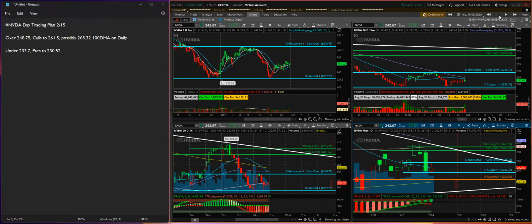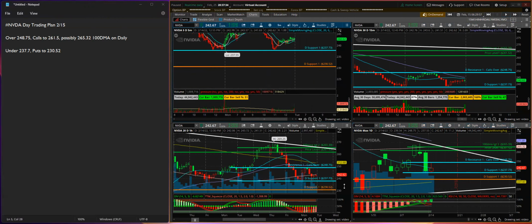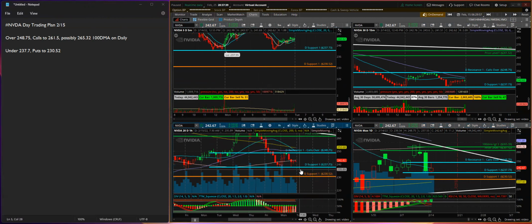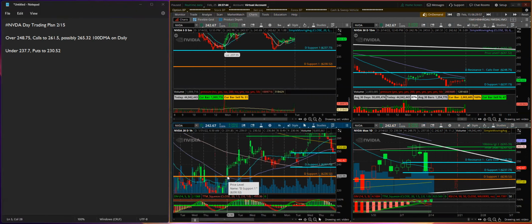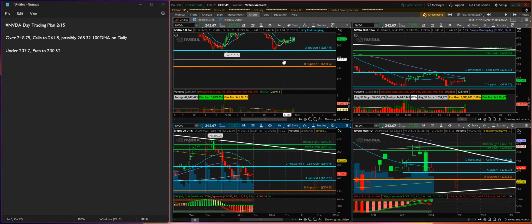So our goal for NVIDIA is to break 248.75 or break 237.73, which you can see you have a nice little double bottom right here on the daily chart right here. So once we break below this, we are going to continue lower towards 235.52, which you can see over here. 237.70, under that is going to be puts for a move towards this big candle right here at 230.50. So now let's go ahead and see what happens in the markets when we open it.